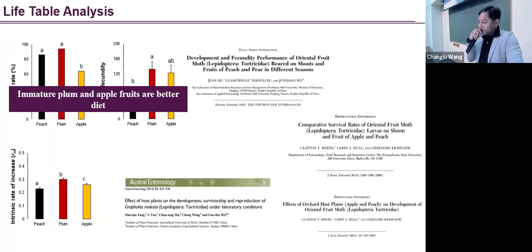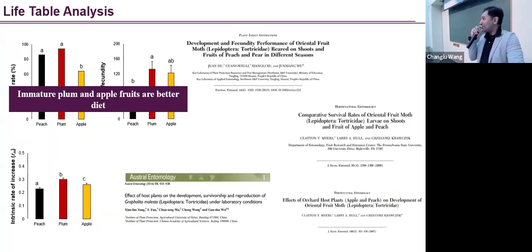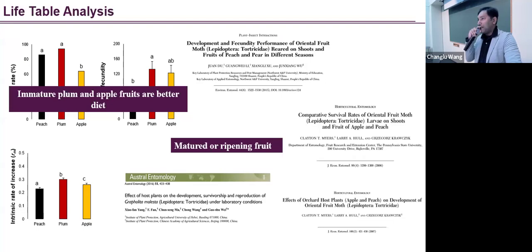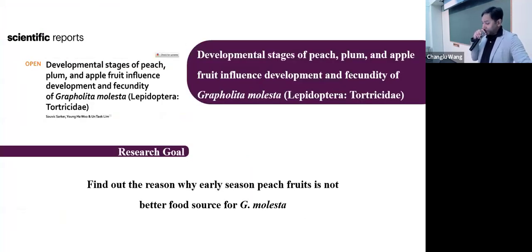But lots of scientists say different things. They say that peach fruit is better than apple and plum. But here's the thing. They tried on mature or ripening fruit. They didn't evaluate the immature fruit. So here's the question, and my next work comes out: Developmental stages of peach, plum, and apple fruit influence development and fecundity of Grapholita molesta.